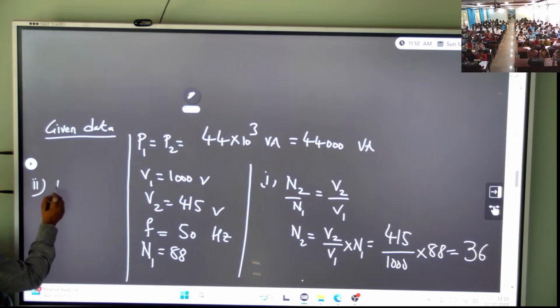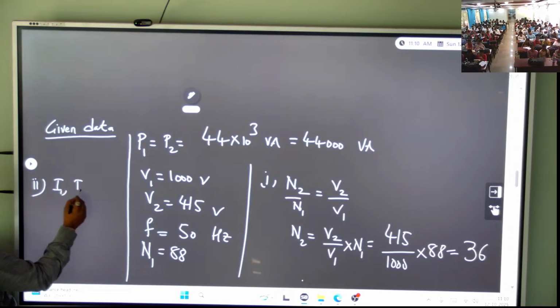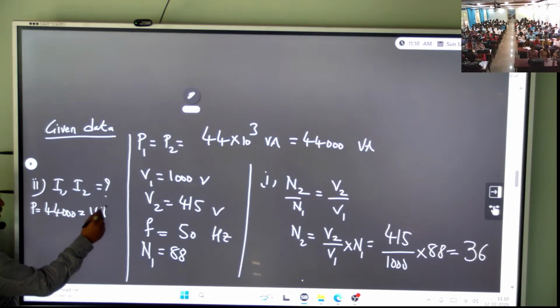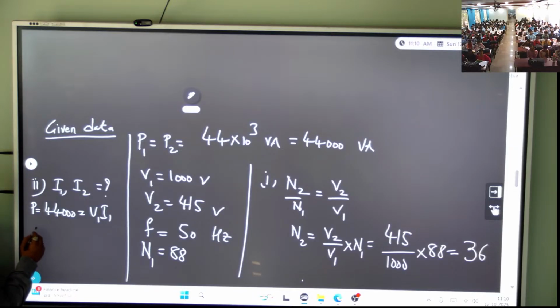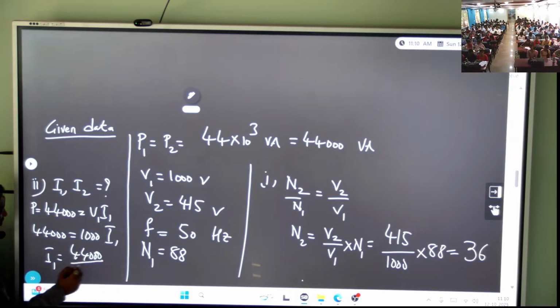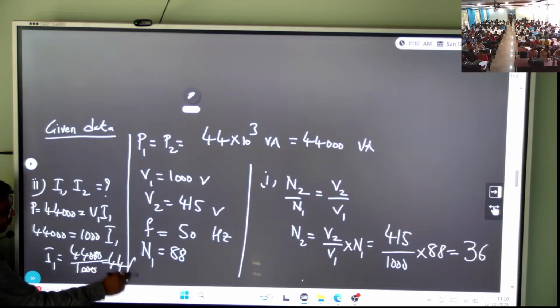So I1 is equal to how much? I2 is equal to how much? Here we know power, that is 44,000 is equal to V1 I1. So 44,000 is equal to V1, which is 1000, into I1. What is I1? 44,000 by 1000. How much is the current now? 44 amps.